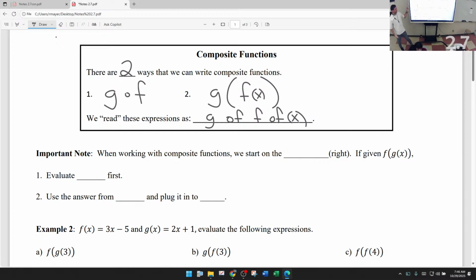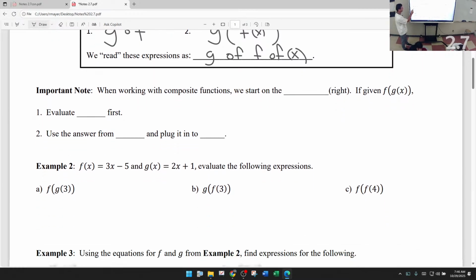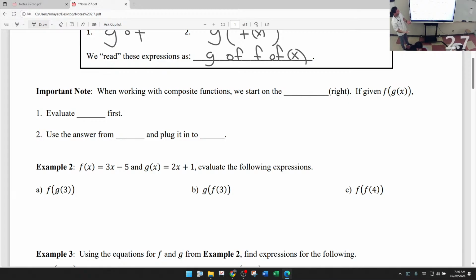What that means is you start off with F of X, whatever it is, and whatever you get for F of X, you're plugging into G. It's just like order of operations. You do what's inside the parentheses first, and then you do the second. Do F first, and then do G. Okay, beautiful.